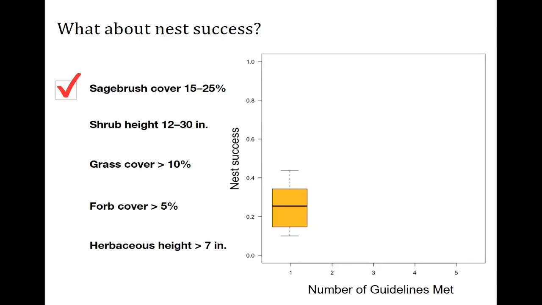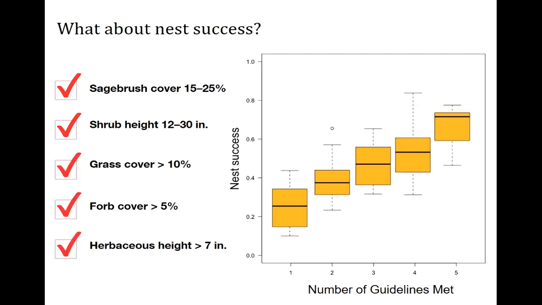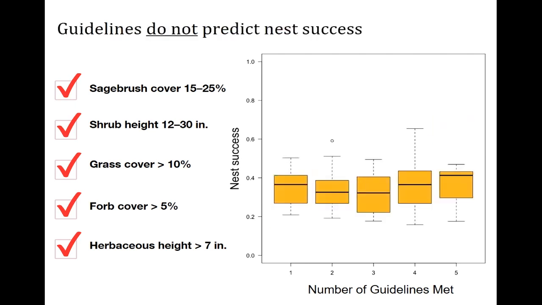If these guidelines are useful, what we'd expect is that as you checked off more of these boxes, say, sagebrush cover of 15 to 25%, shrub height of 12 to 30 inches, we should see, on average, that nest success is increasing. However, that's not actually the real data. This is what the data actually look like. We find no evidence that meeting these guidelines has any predictive ability to predict nest success.